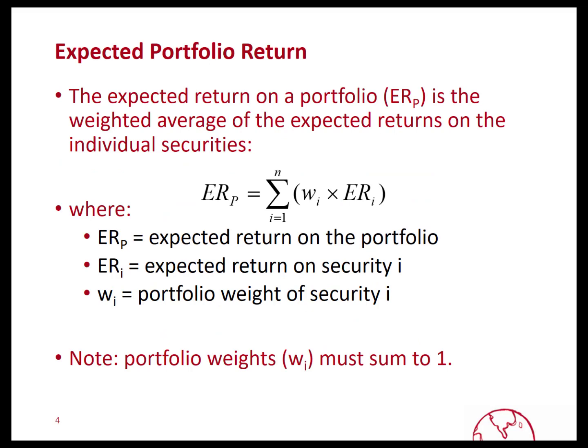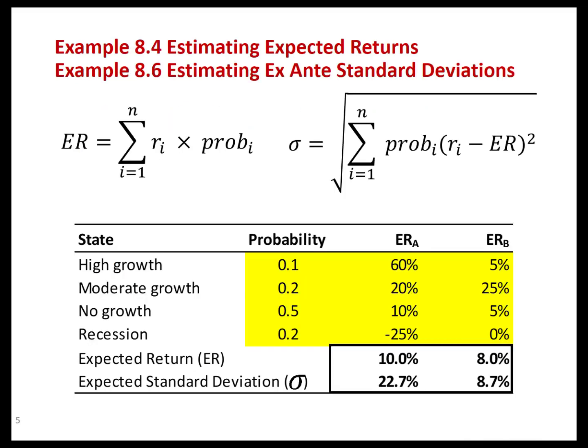So let's start with the expected return for a portfolio. We've already seen how to calculate the expected return for individual stocks. You can see the formula here is quite similar. It's simply the weights of different stocks or securities times their expected returns and added up. Notice that the weights have to equal 1. So quite straightforward.